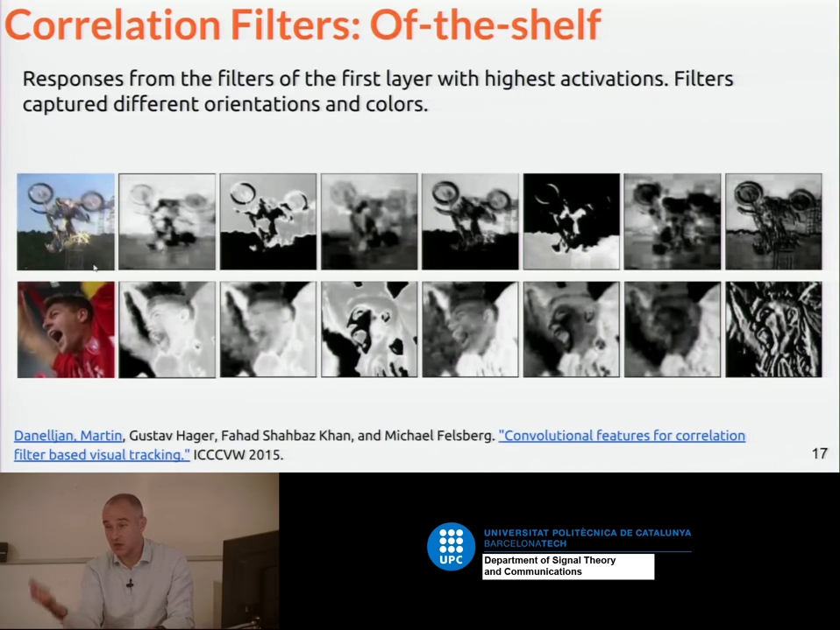So this class of visualizing the filters in the first layer, did you ever see them in any module? No, okay.